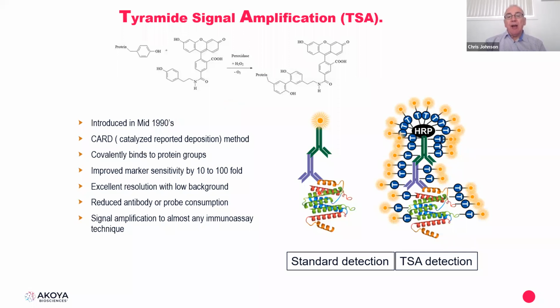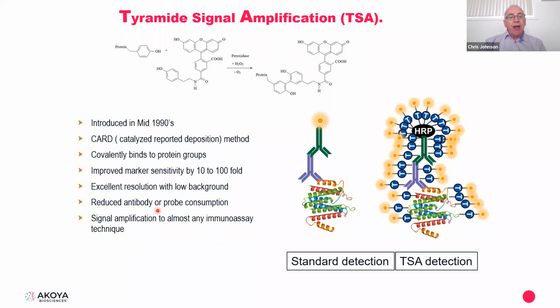Normally, if we just do standard detection, we might have one fluorescence molecule attached to the secondary, and we have to image that. To increase the imaging effectiveness, we can use the TSA to attach a large number of fluorochromes to the same site, and this gives a form of amplification. It can be used across almost any immunoassay technique, and not only light microscopy, but it's also used for electron microscopy as well, when you're doing immunogold labeling.